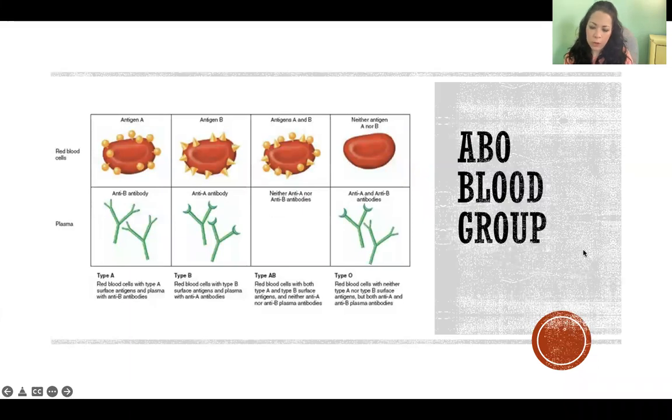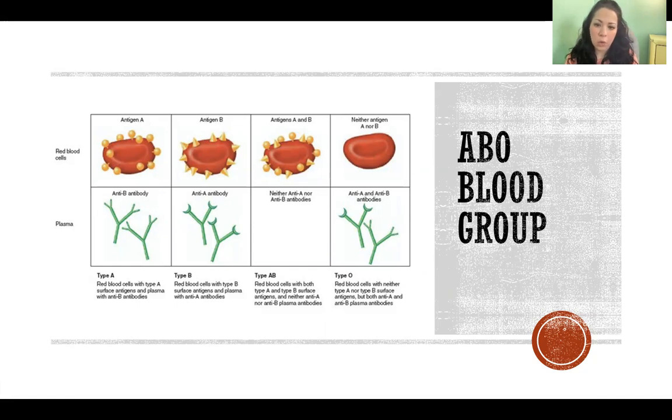So the ABO blood group is based on the A and B antigens. So a blood cell either has A antigens, B antigens, both, or neither. And that's what makes our 4 different blood types within the ABO blood group. So that makes type A blood means it has A antigens, type B blood has B antigens, type AB blood has both, and type O blood has neither.